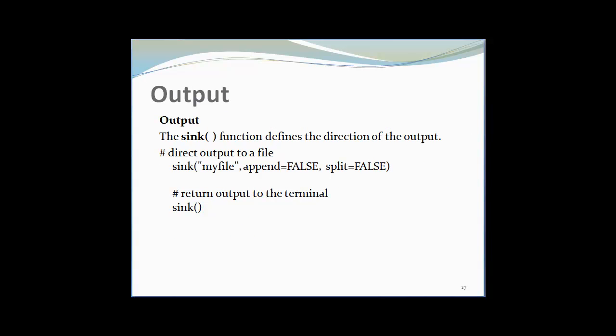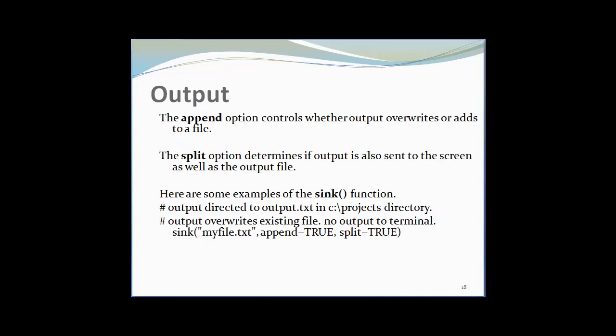Now for output, the sink function defines the direction of the output. Sink, file name, append equals false, split equals false, and return output to the terminal. Now the append option controls whether output overwrites or adds to the file. The split option determines if the output is also sent to the screen as well as the output file. For this we use true or false.